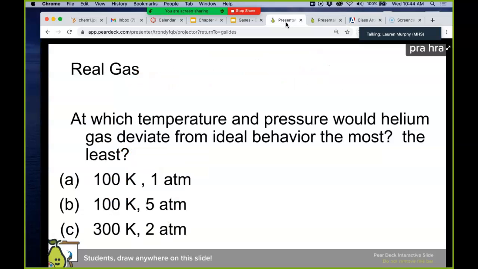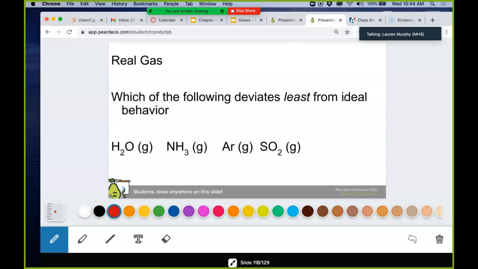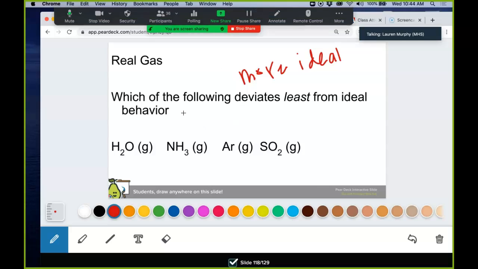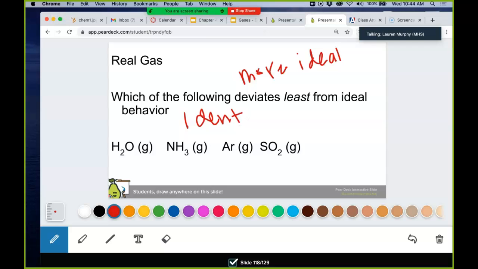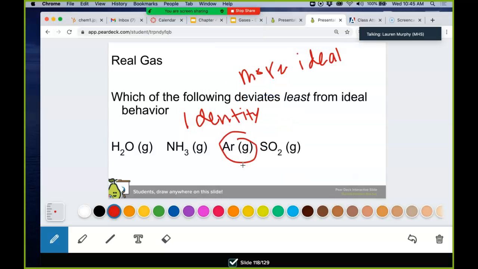Okay? So now let's read this one. Which of the following deviates least from ideal behavior? If it doesn't deviate a lot from ideal, it is more ideal. So which one of these is the most ideal? And now this is not based on pressure or temperature. This is solely based on identity. And so we're going to pick, yes, good job, Brian, argon, because it's a noble gas. Noble gases and diatomics tend to be more ideal than any other gases.